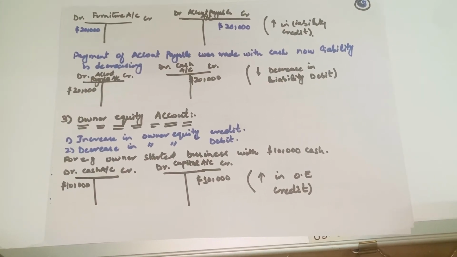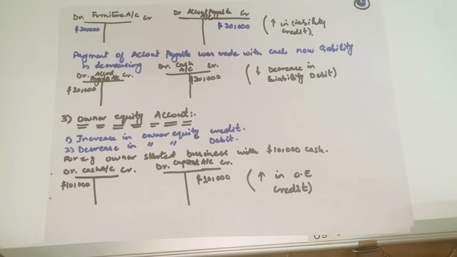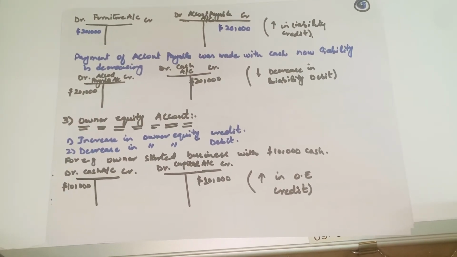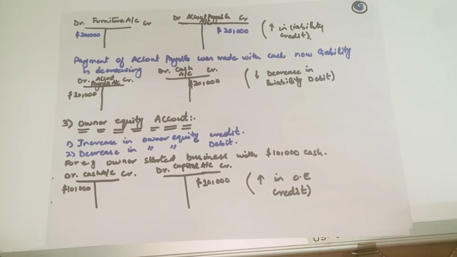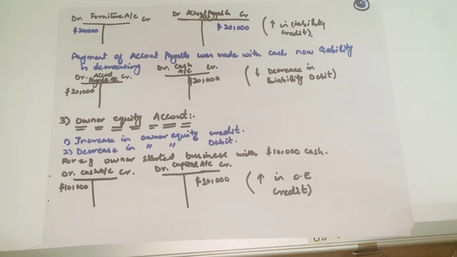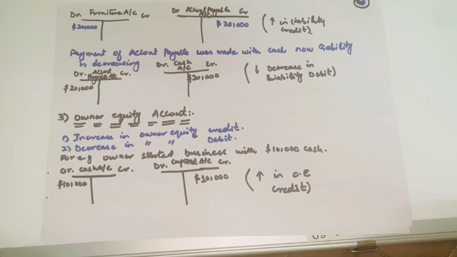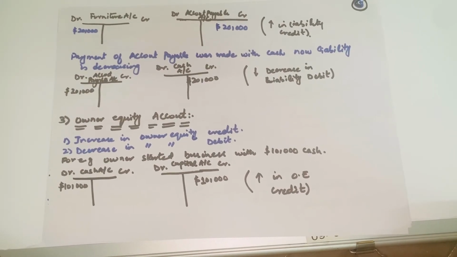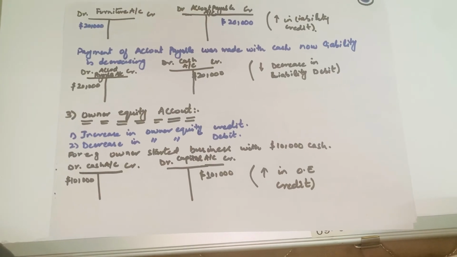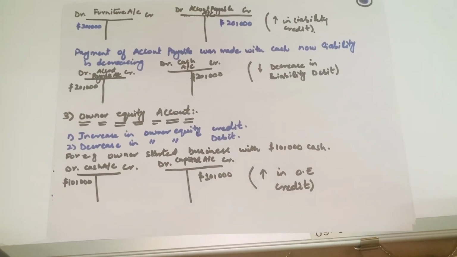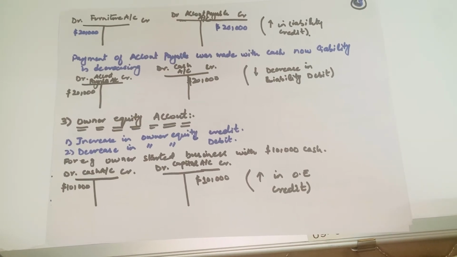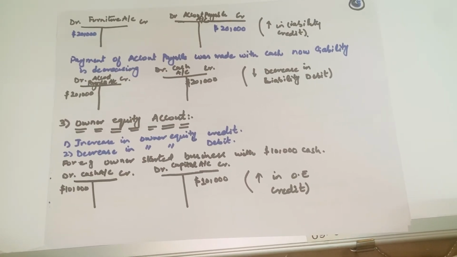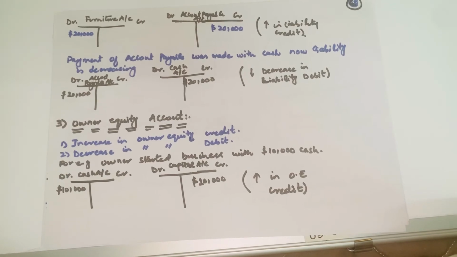For example, the owner started the business with 10,000 cash. Here the owner has started the business with 10,000 cash. So whenever the owner is starting the business with cash, the owner has basically deposited the cash into that business, and the owner has invested capital into the business as he started the business with his own cash. So here we basically make two accounts, the cash account and the capital account.